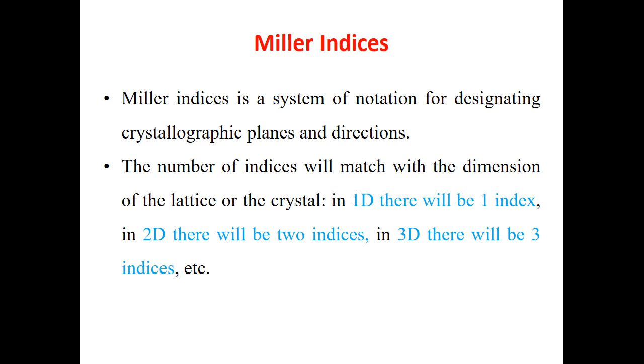Now we will start talking about Miller indices. Miller indices is a system of notation for designating crystallographic planes and directions. Certain directions and planes within a unit cell carry particular significance. For example, crystallographic directions are used to indicate a particular orientation of a single crystal. Also, metals deform along the planes of atoms which are most tightly packed.